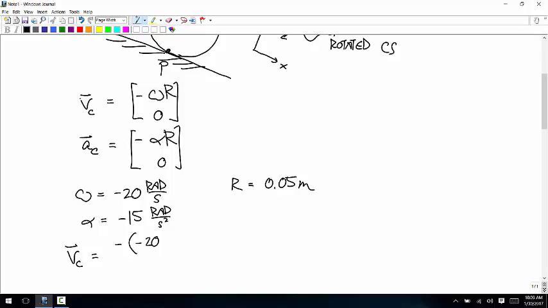These are all instantaneous things, so you can't take the derivatives. You can only take the derivatives if you have it expressed as a function of time. Okay, so that's just equal to positive 1, right? Meters per second.